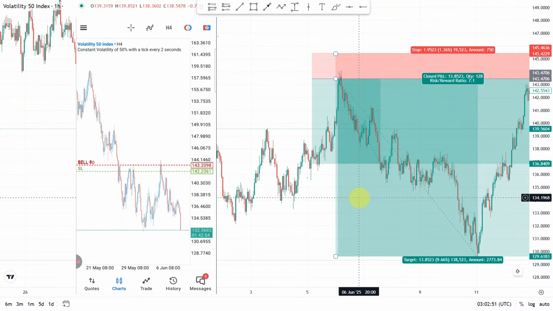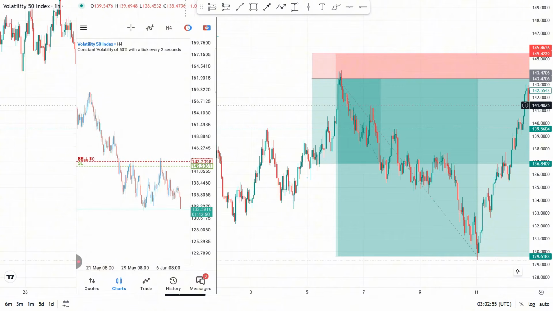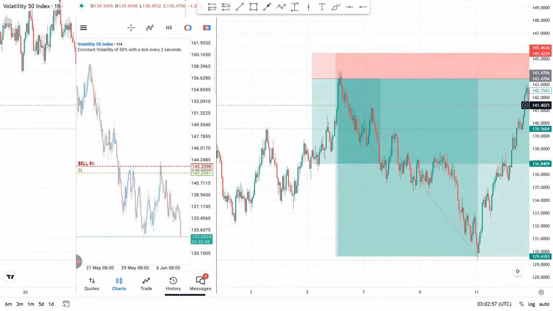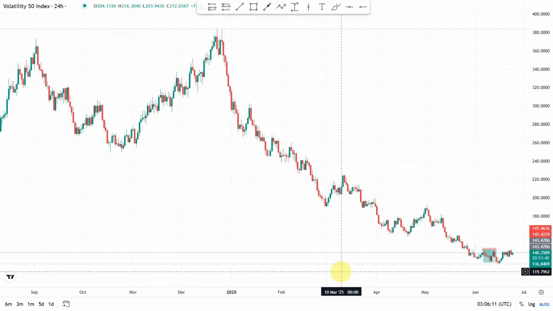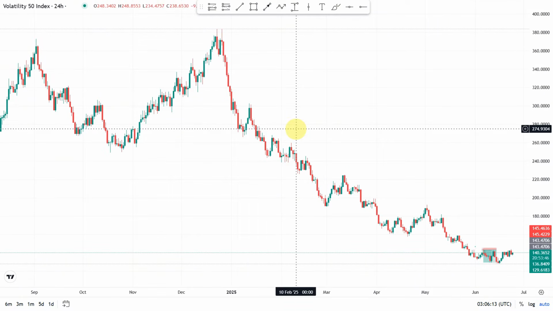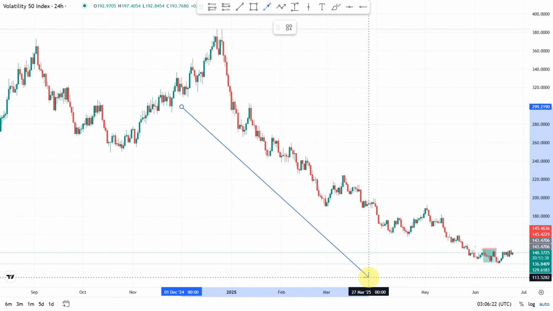As you can see, this trade was taken on the Volatility 50 Index. As usual, being a day trader, I started my analysis on the daily time frame, and we start on the daily time frame for only two important reasons. The number one reason is to look for the directional bias of the pair that we are trading.